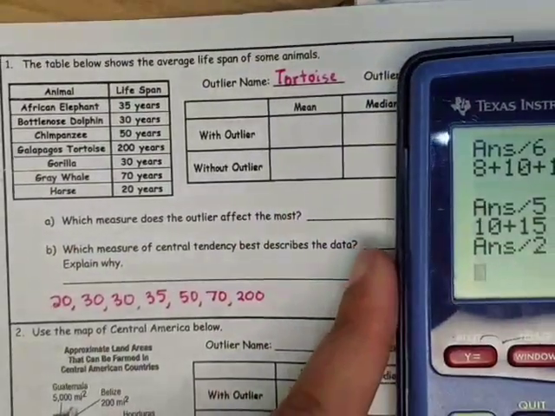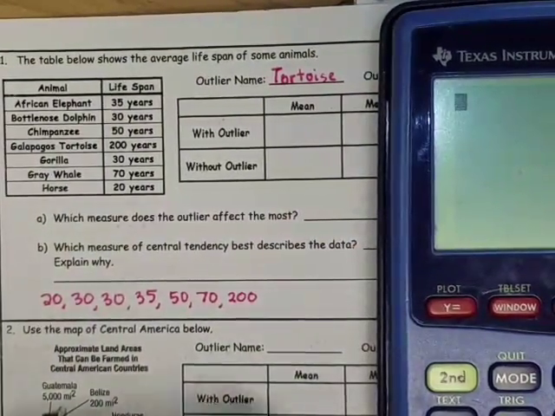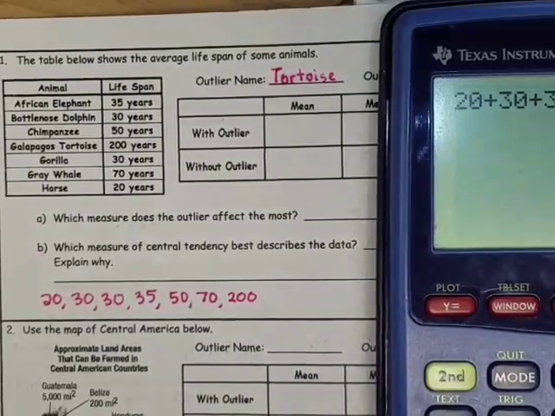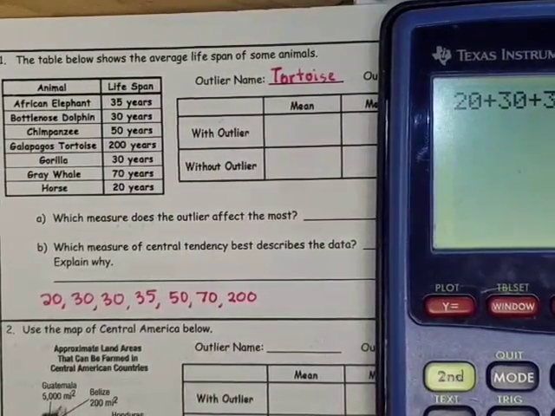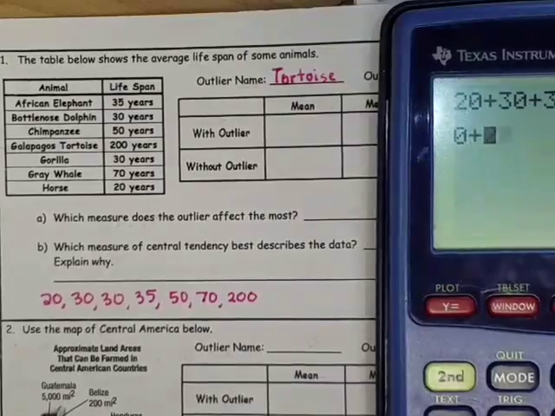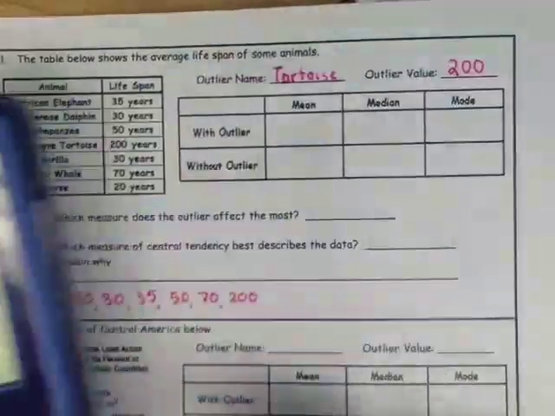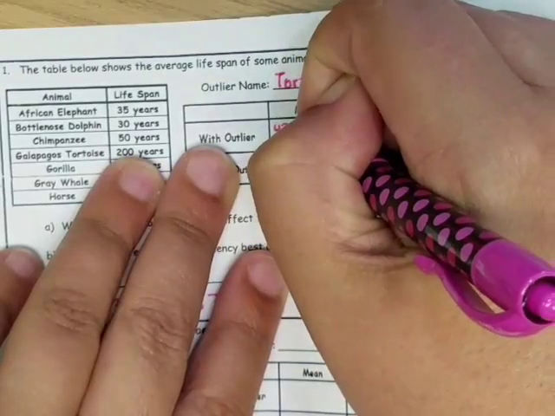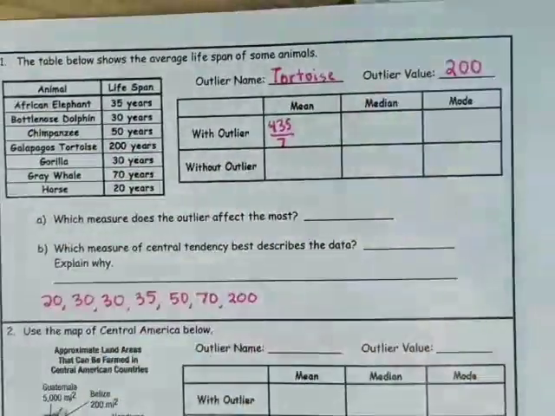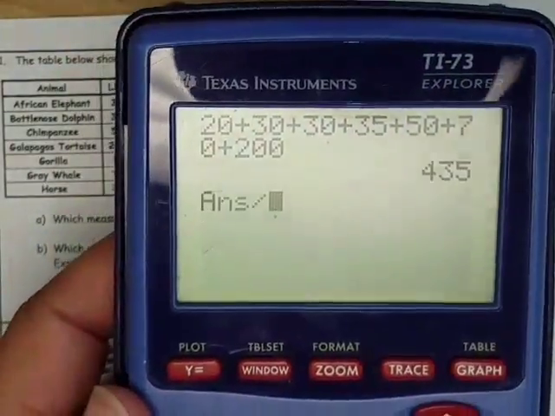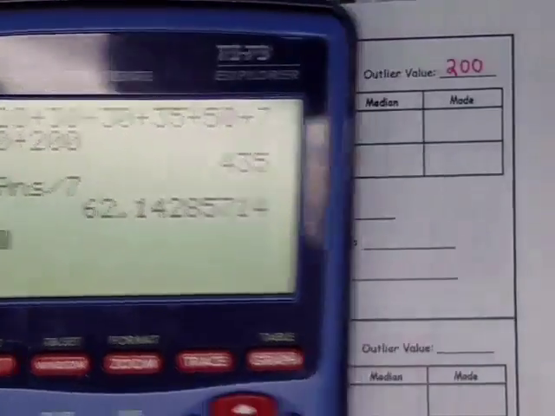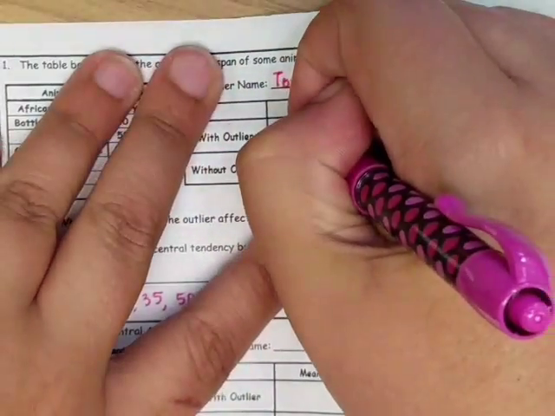So with the mean, I'm going to add my numbers together. I'm going to use my list down here. So 20 plus 30 plus 30 plus 35 plus 50 plus 70 plus 200 gives me 435. So 435, and there's 7 items, divided by 7. So 435 divided by 7 gives me about 62, we'll go to the tenths, 62.1 years.